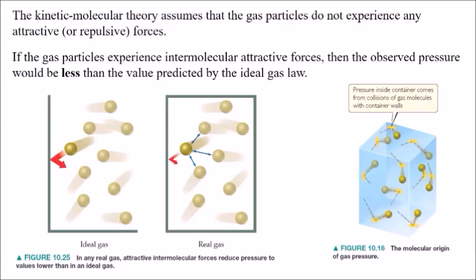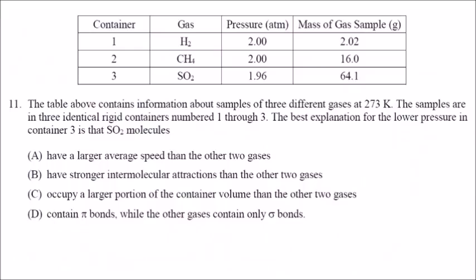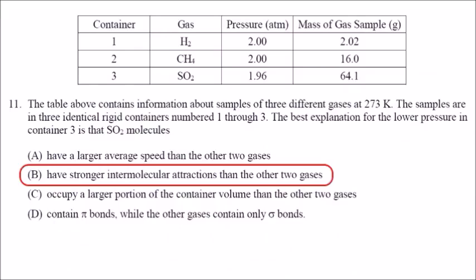So does sulfur dioxide experience attractive forces more than, let's say, hydrogen or methane? And the answer is yes, because sulfur dioxide is a polar molecule, and it would experience dipole-dipole forces. Hydrogen and methane are nonpolar, and they would experience only weak London dispersion forces. So again, it's the strength of the intermolecular attractive forces that causes a slight decrease in pressure for the sulfur dioxide.